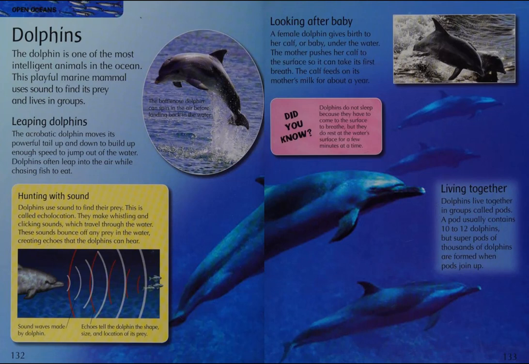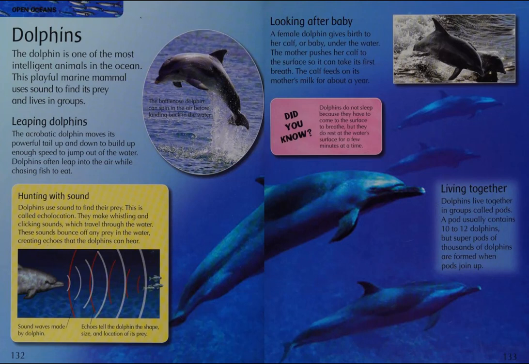Hunting with sound. Dolphins use sound to find their prey. This is called echolocation. They make whistling and clicking sounds, which travel through the water. These sounds bounce off any prey in the water, creating echoes that the dolphins can hear.